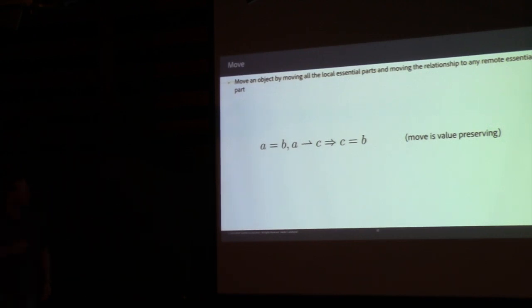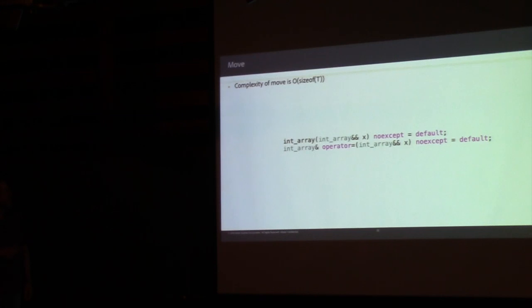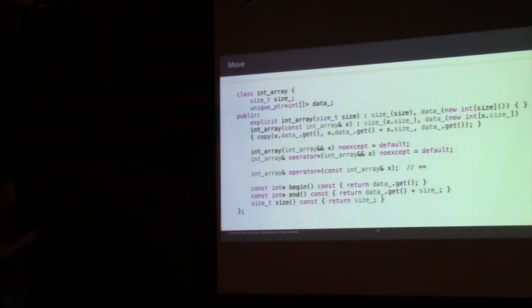Move is value preserving, right? So if I have A equal to B, and I move A into C, then C is equal to B. We don't say anything about A, though. Complexity of move should be order of the size of the local object. In fact, almost all the time, you should just be able to use the defaults for move, which is just member-wise move. Which for a relationship should do the right thing.